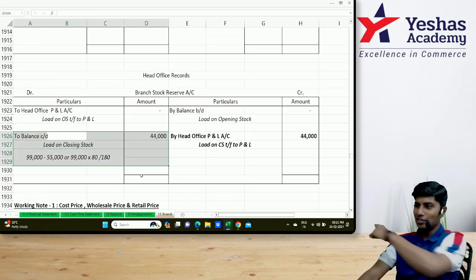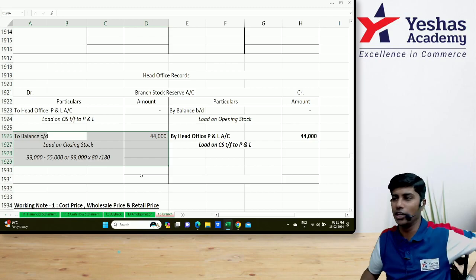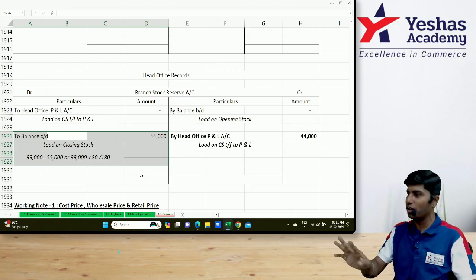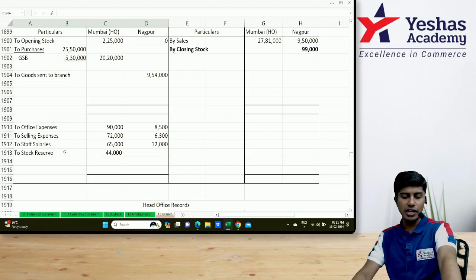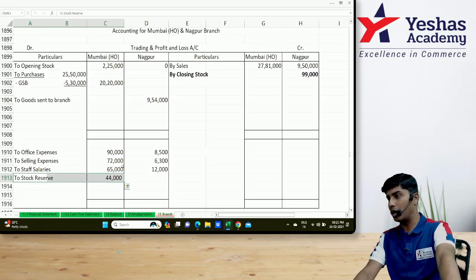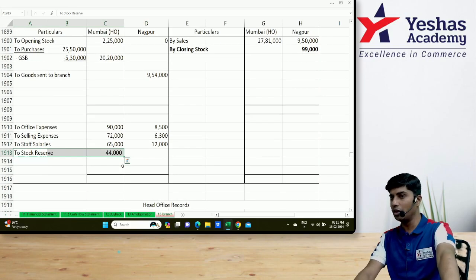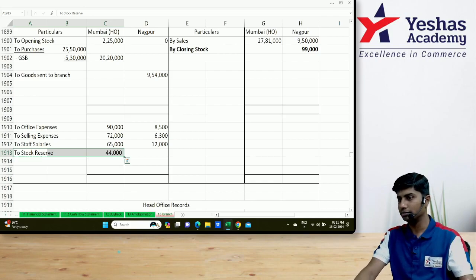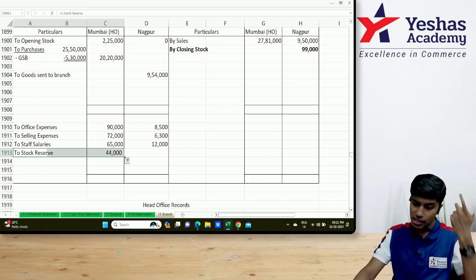44,000. Either you can do 99,000 into 80 by 180 or 99 minus 55. Either way we'll get 44. That's been written in this one. This is the most important part. This is the difference between the wholesale price method and any other method. Everyone has noted this? That's it.